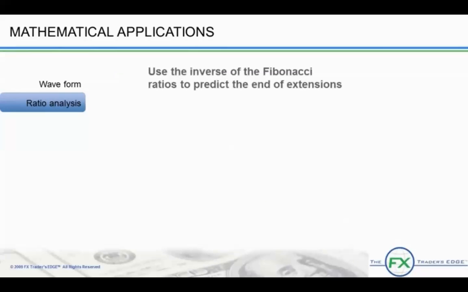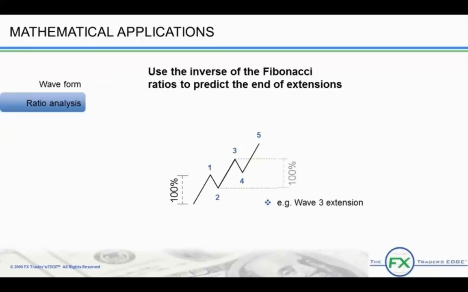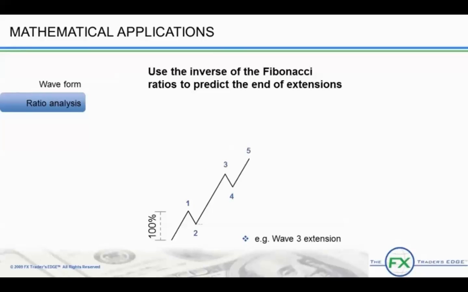And what about projections on new motive waves? The inverse ratios, 161.8%, 261.8%, and 423.6% act as barriers where extensions may stop. 161.8% is common. 261.8% is the next natural target. And 423.6% is also often observed.